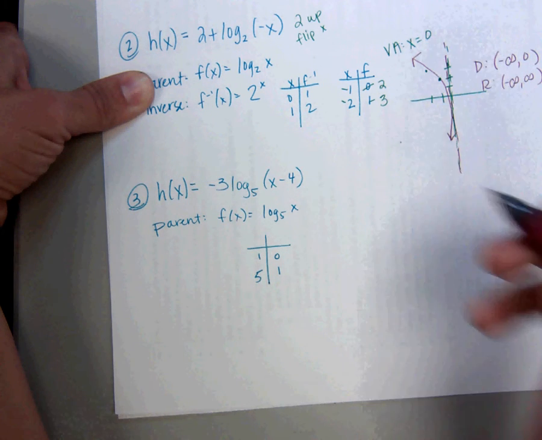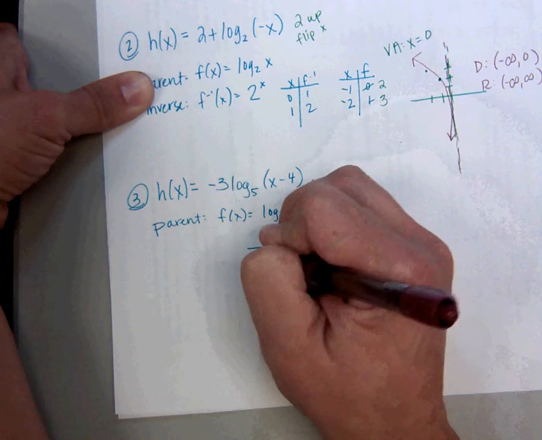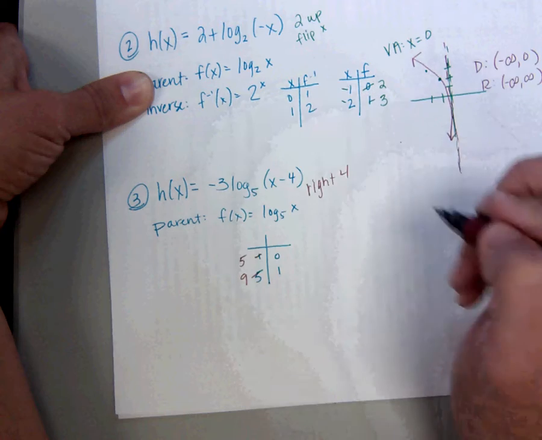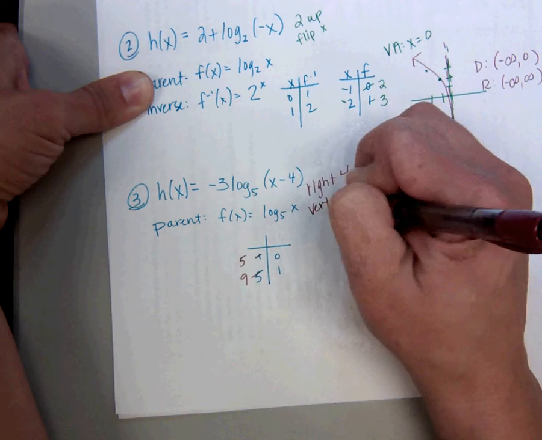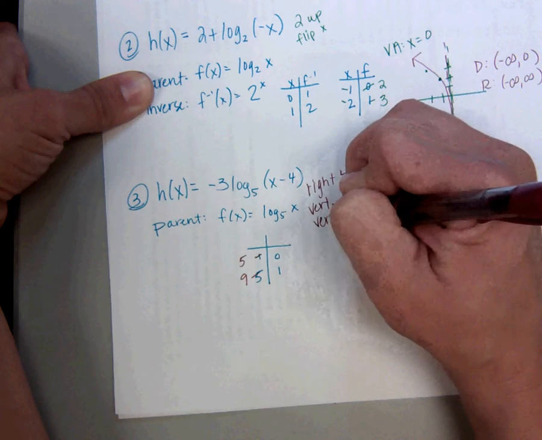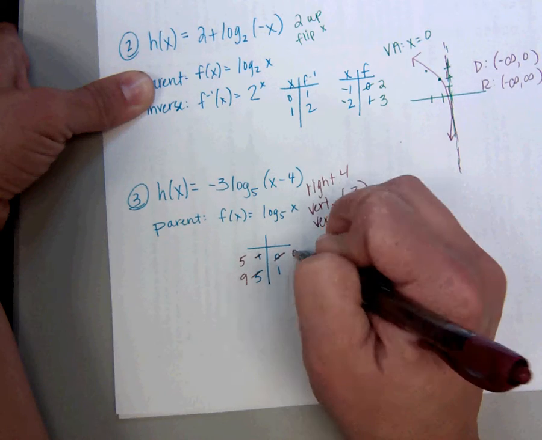After that, we do our transformations. So we know that the 4 is sending us right 4. So if I go 4 to the right, I'm at 5 and 9. And the negative 3 is outside the function, so that's a vertical stretch by negative 3. Or you could say it's also a vertical flip, or that you're multiplying your y values by negative 3.